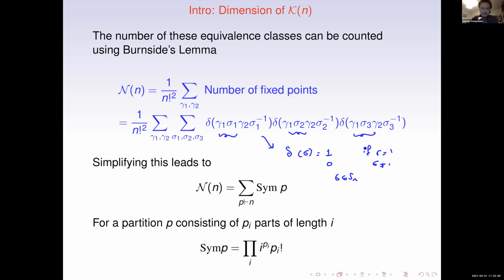You can simplify this thing, and the upshot of that is that the number of these invariants is a sum over the partitions P of n, and these partitions are weighted by what I'm calling sim P, where if P has pi parts of length i, sim P is this product, i to the pi, factorial. So this can be simplified to that, and there's a concrete number for that number of invariants.